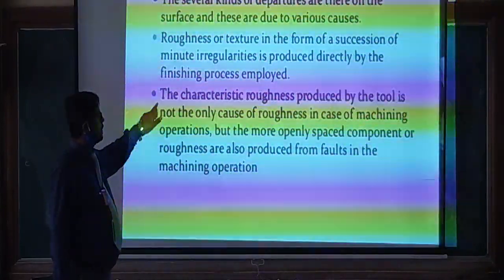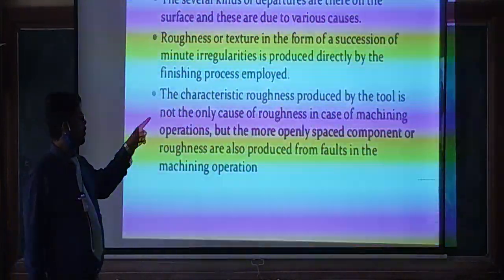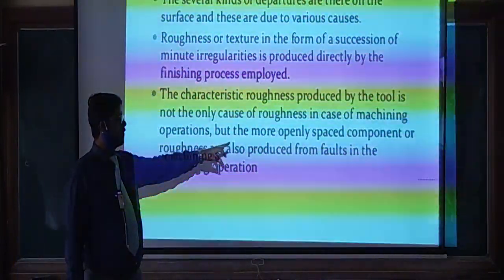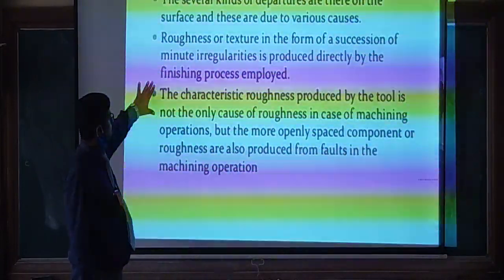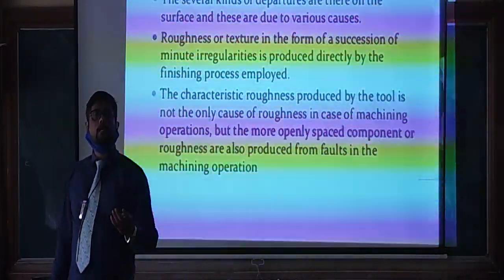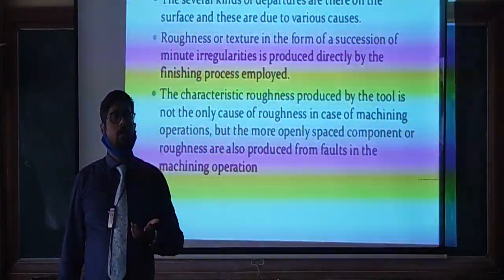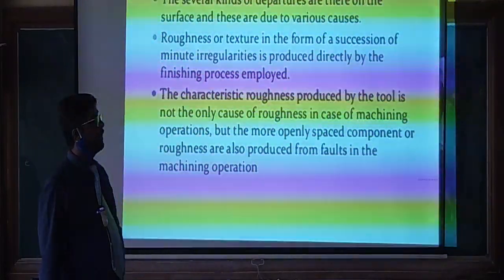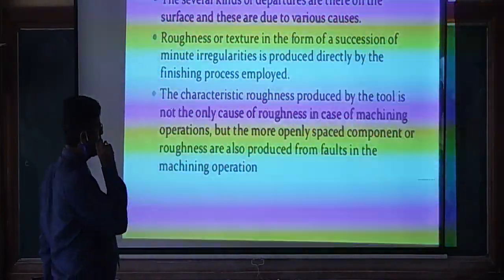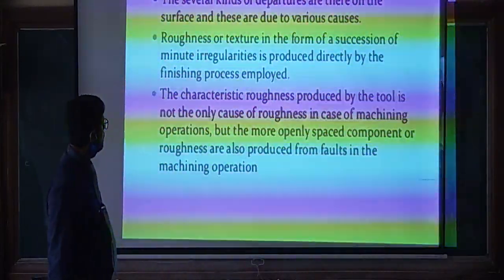Next is the third point: the characteristic roughness produced by the tool is not the only cause of roughness in the case of machining operations, but more openly spaced components of roughness are also produced from faults in the machining operation. So what do these sentences say about the characteristics of the roughness? One characteristic is your Ra value, the second is your Rq value, the third is your Rz value or Sm, the mean spacing between the two hills and valleys, or else you take the peak count, the distance between the two peak counts. Those are the characteristics.